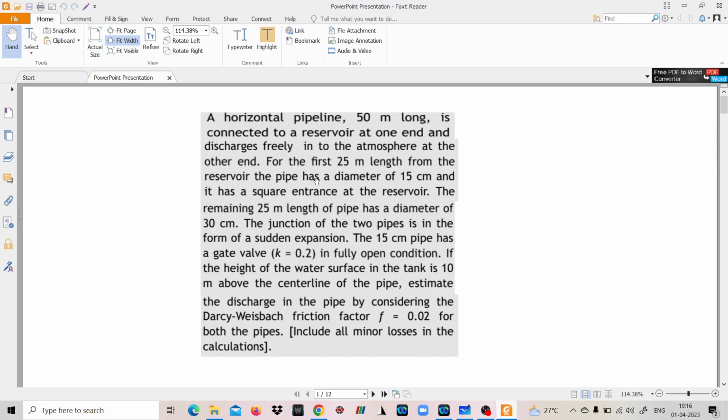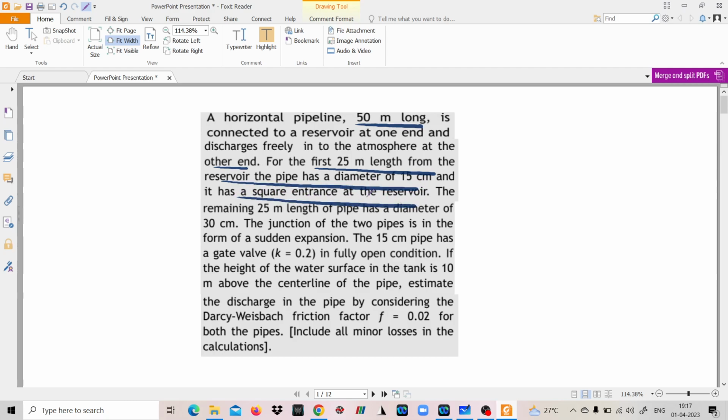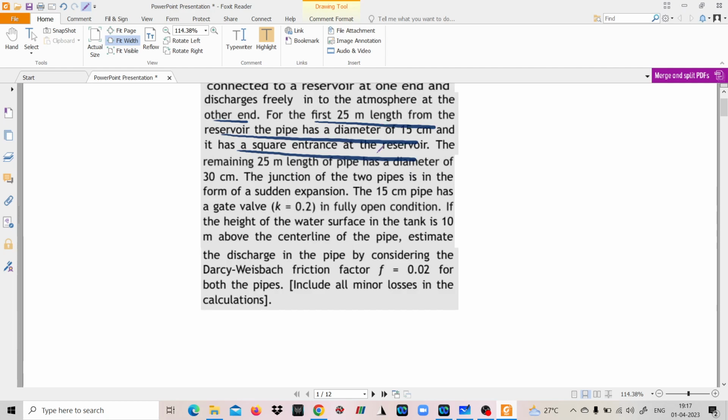So the question, as it says, there is a horizontal pipeline, 50-meter long, connected to a reservoir at one end and discharging freely into the atmosphere at the other end. For the first 25-meter length from the reservoir, the pipe has a diameter of 15 centimeter and it has a square entrance at the reservoir. The remaining 25-meter length of the pipe has a diameter of 30 centimeter.